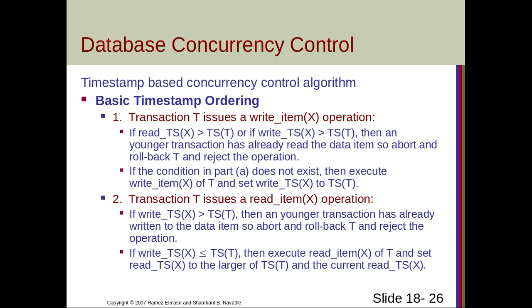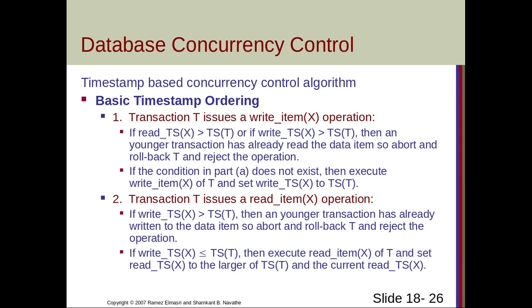The second case is a read item operation. If the write timestamp of X is greater than TS of T, then a younger transaction has already written to the data item, so abort and roll back T and reject the operation. That means a newer transaction has modified the value of X. So in that case, if this is read by this transaction TS, then that will be an invalid value. So you have to reject the operation. If the write timestamp of X is less than or equal to the timestamp of T, then execute read item X of T and set the read timestamp of X to the larger of TS of T and the current read timestamp of X. That is basic timestamp ordering.